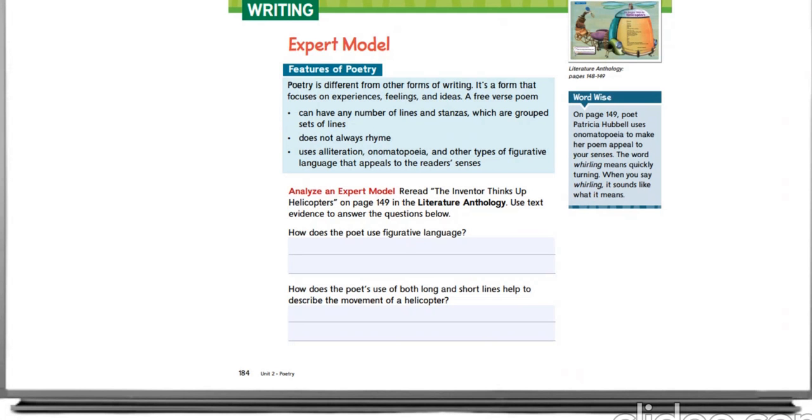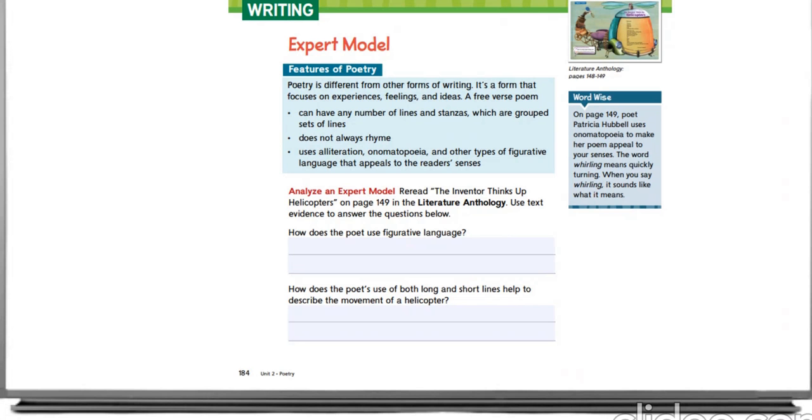Analyze an expert model. Reread The Inventor Thinks of Helicopters on page 149 in the Literature Anthology. Use text evidence to answer the questions below. How does the poet use figurative language? How does the poet's use of both long and short lines help to describe the movement of a helicopter?